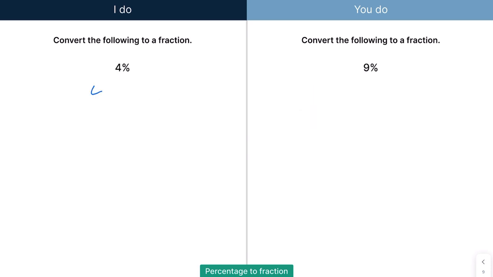So moving on, exact same thing here. Percent just means out of 100. Can we simplify it? Yes, we can. Half them, and then we can divide them both by 2. There we go. So again, hopefully you've pressed pause and now we go like this. So 9 out of 100, that can't be simplified, so we can leave it there.